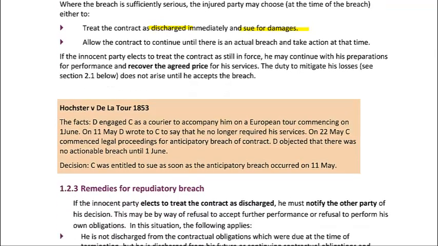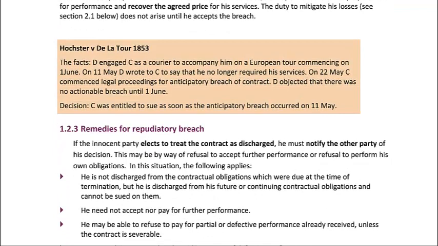Now, the lead case on anticipatory breach is Hochster v. De la Tour. Really, it's just a case where Hochster was employed as a courier, a holiday courier, and he should have started work on the 1st of June. On the 11th of May, the defendant cancelled the contract, and Hochster immediately took action for breach of contract. De la Tour's response was, well, we haven't breached the contract yet, we might use him after all. But the court said no, as soon as they told him that they weren't going to need him, that was a breach of contract, and therefore Hochster could take action at that date.